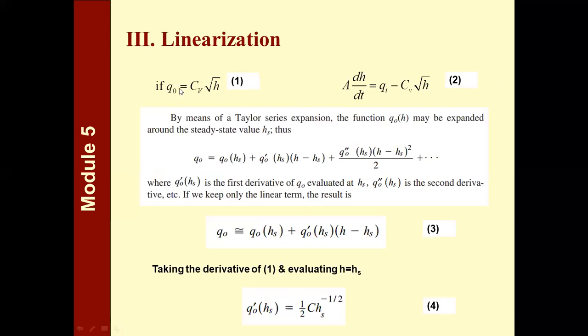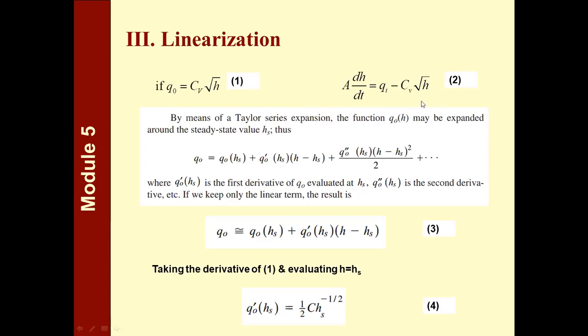So if your Q sub O is represented as this, the very simple first order DE that I have shown to you, which is just A dH/dt equal to Q. By the way, this is just Q then. Now it's represented here as Q sub I minus Q sub O, where your Q sub O is C sub V square root of H. So we cannot do the next steps because of this nonlinear term.